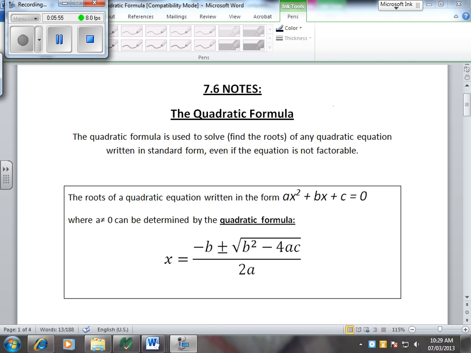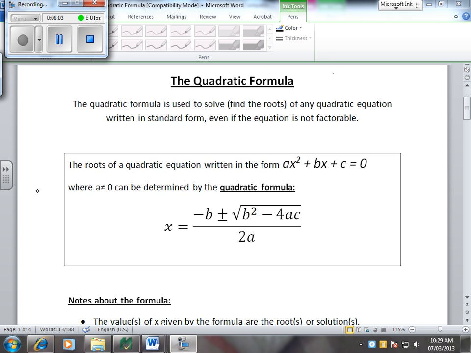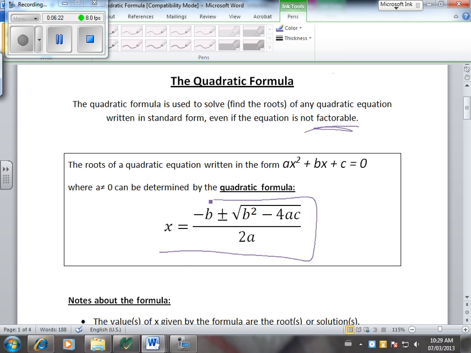Now this section is generally students' favorite section of quadratics because it's just a formula that we use, so the quadratic formula. And you can use it to find the roots of any quadratic equation, even if the equation is not factorable. Now on the test, often I will ask you to solve by factoring. But if you want to check your answers, you could always check with the quadratic formula.